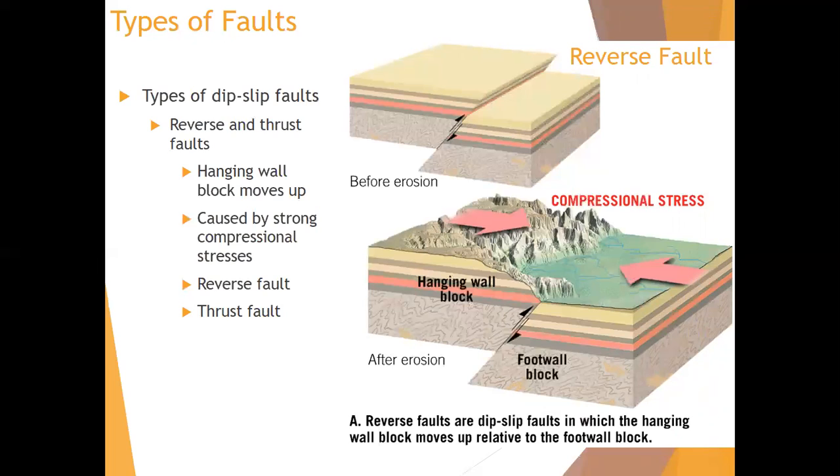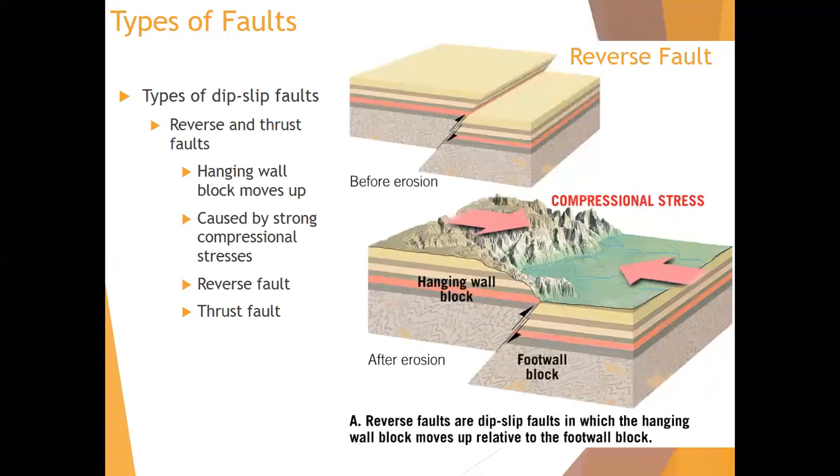In a reverse or a thrust fault, what's going to happen is your hanging wall is going to move up your foot wall. When I gave the example at the beginning of this dip slip fault, I gave the example of a reverse or a thrust fault. This is also going to cause stress, but it's a different stress. This is going to cause compressional stress.